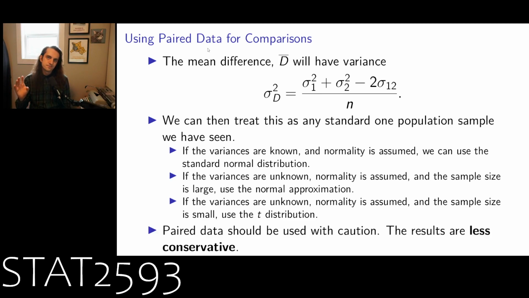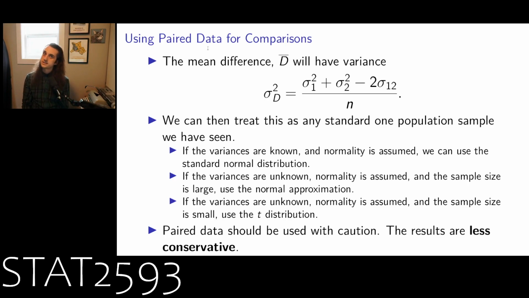And so then it proceeds exactly as you would expect, right? It's no different than what we've seen before. Now, the caution that I'll put out here is that paired data should be used with caution, because these results are going to generally be less conservative, right? If you think about the variance that we were looking at when we just did two sample data, we got a variance of sigma 1 squared plus sigma 2 squared divided by the sample size, right? In this case, we get to take off the covariance. And generally speaking, the covariance is going to be a positive value. And because of that, we're going to end up with a smaller overall variance here.